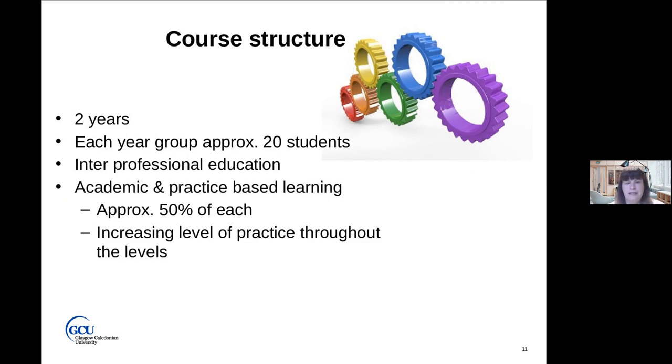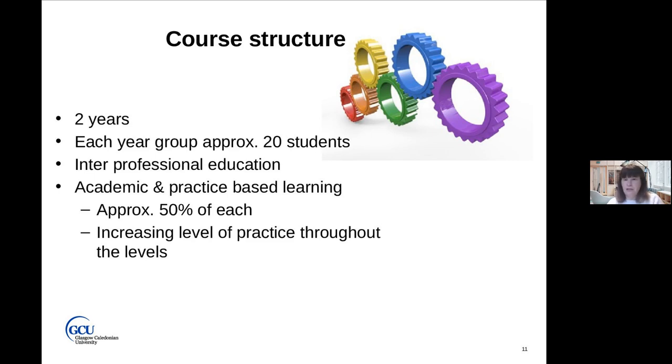So, as I've already said, the course is about 2 years in length, and with each group we'll have approximately 20 students, probably a maximum of 20 students. Now the programme is 2 years, and it's a pretty intense 2 years. I think that kind of surprises some people when they come, but there aren't really any breaks in the course, and that's how we've managed to take a four-year programme and put it into 2 years.